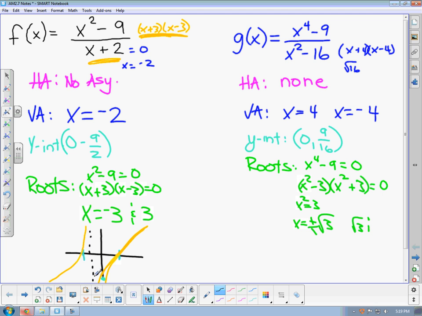Now when you draw the graph of this one, you have the asymptotes at 4 and negative 4. And then it looks something like this for a graph.